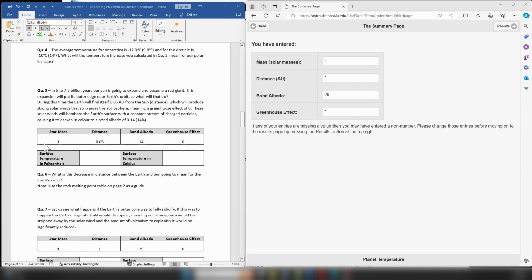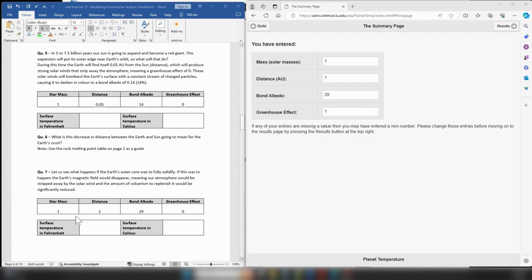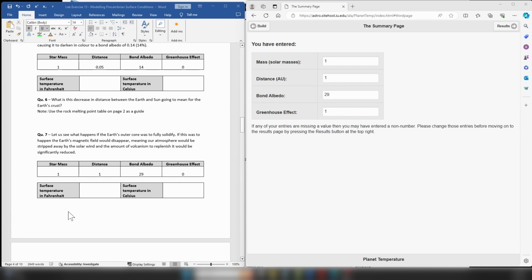So your answer to question 5 is going to be used for question 6, and essentially you compare the values that you get to the melting points for dry granite and basalt and work out, will the crust start melting, yes or no? And if it does start melting, which parts of the crust will melt? Would it just be the continental crust melting, or would it be the continental and the oceanic crust melting? After we've completed that, we are going to move on to question 7.